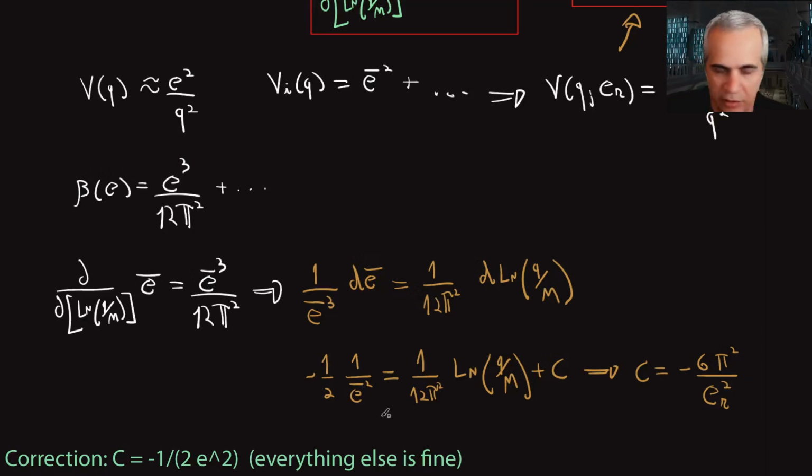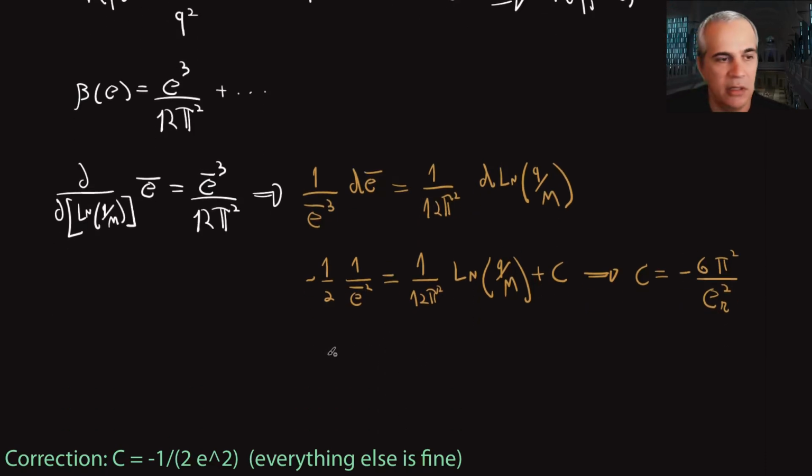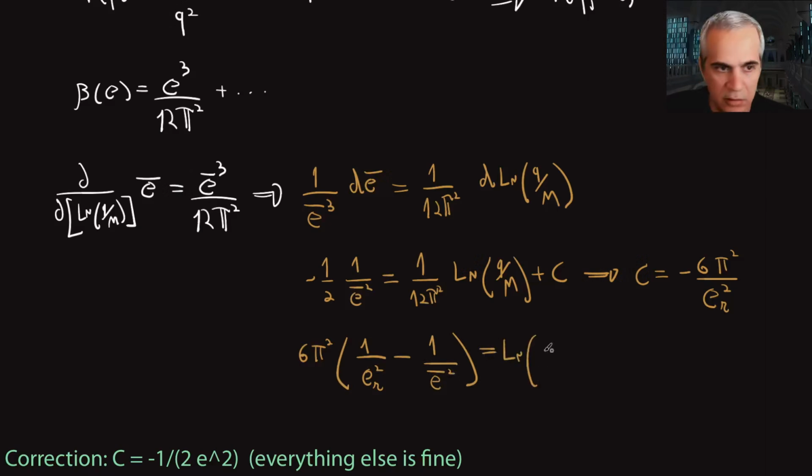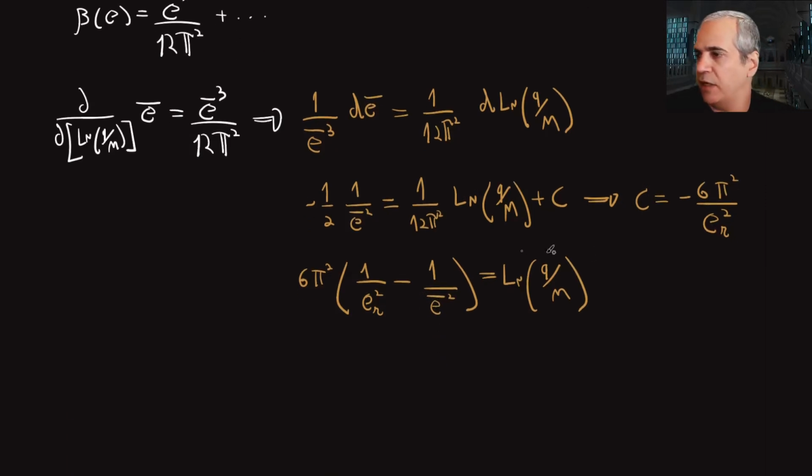And so the general solution to this is that you have, now I bring this C to this side, put everything together, that becomes 6 pi square times 1 over ER square minus 1 over E bar square equal to this log of Q over M, right? And now I just have to isolate E bar to finally get the solution I wanted, right?